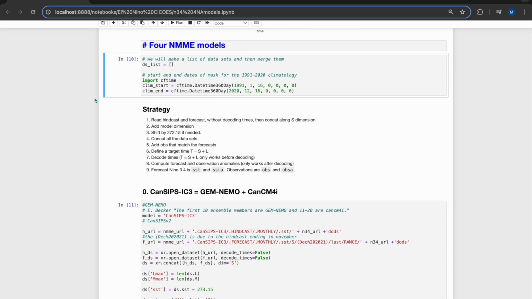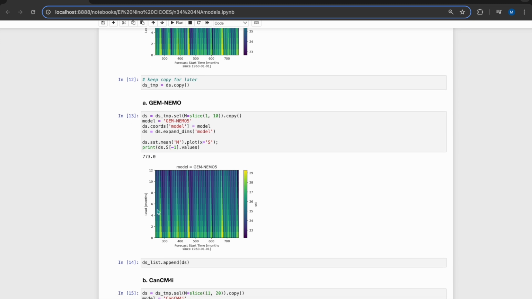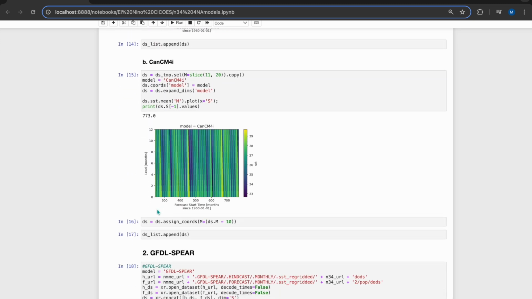Okay, so for my project, I used 4 specific models that are used for the prediction of El Nino events. I was able to use Python to load the models from the IRI website and combine their hindcasts and forecasts to investigate their outputs from 1991 to 2023.